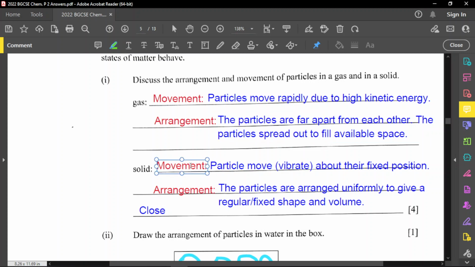Now for movement, for solid, the particles only move about their fixed position. In fact, they vibrate about that fixed position. And so for the arrangement of particles inside of a solid, the particles are close to each other. So I just put close right here. And just to make a note that the particles are arranged in a uniform manner to give a regular shape or a fixed shape and also a fixed volume. All right, so generally particles are arranged very close to each other, or in a specific shape.